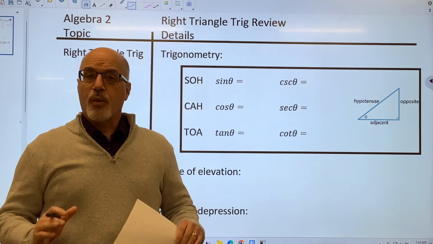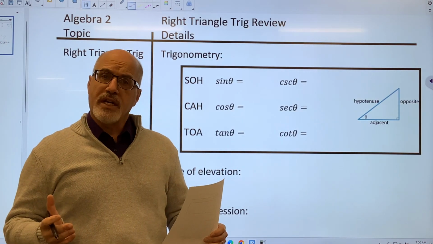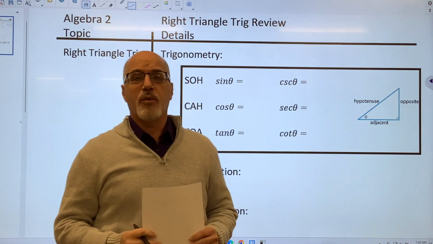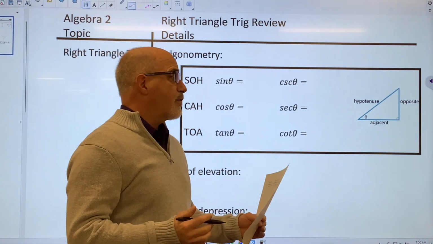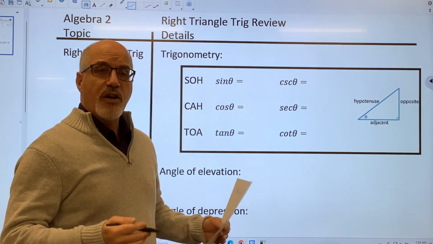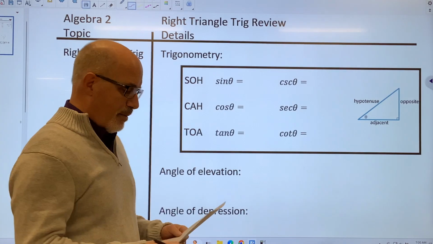We're going to take a look at right triangle trigonometry. This will be a review of most of what you've done maybe in geometry class in order to set us up for how we're going to do trigonometry in Algebra 2. So first of all, let's start with talking about what trigonometry is, and then our objective will be to use right triangle trigonometry to solve problems.